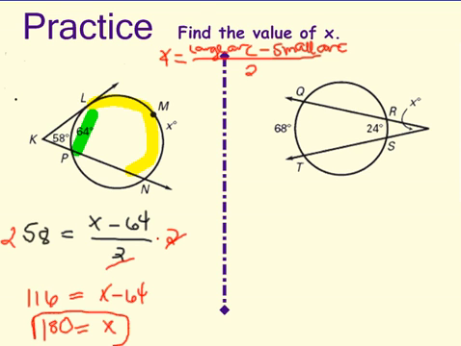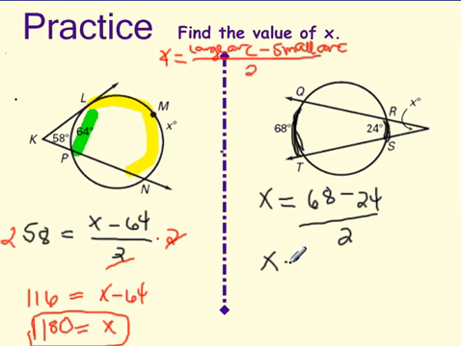Our next example works the same way. We just have a different unknown. In this case, our unknown is actually the angle measure. So we'll say x is equal to my large arc, 68, minus my smaller intercepted arc, which is 24, divided by 2. This one we simply need to simplify in order to solve. 68 minus 24 will leave us with 44 divided by 2, which will be 22.